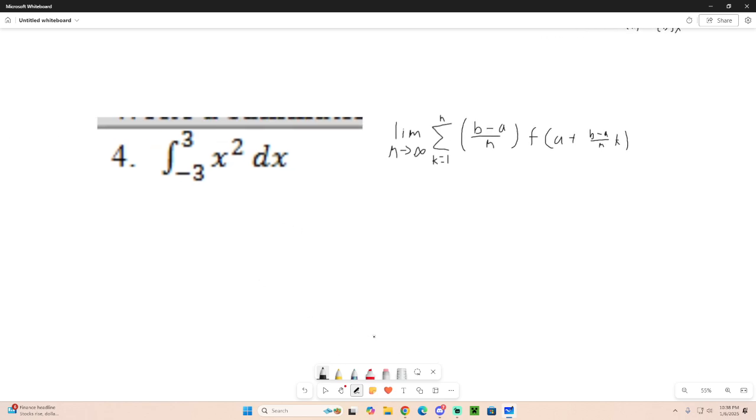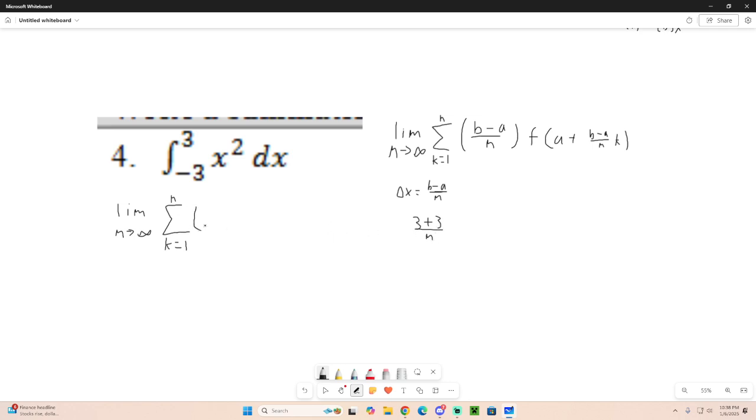Alright, first let's just write out how we normally start our summation notation. Limit as n approaches infinity of the summation from k equals 1 to n times. Now we need to find delta x. Delta x is equal to b minus a over n, right? That's going to be the width of our rectangle. b is 3, a is negative 3. So 3 plus 3 over n, so delta x equals 6 over n.